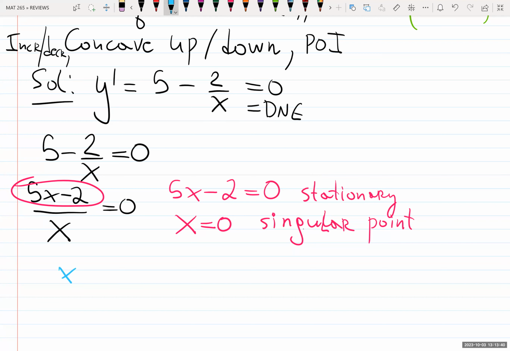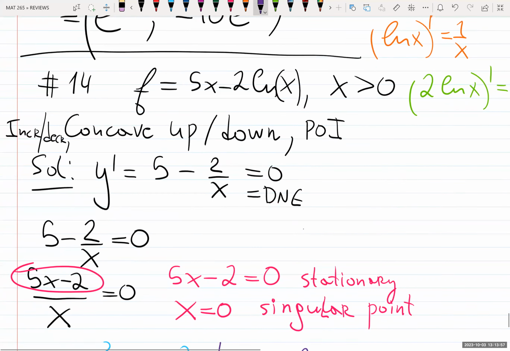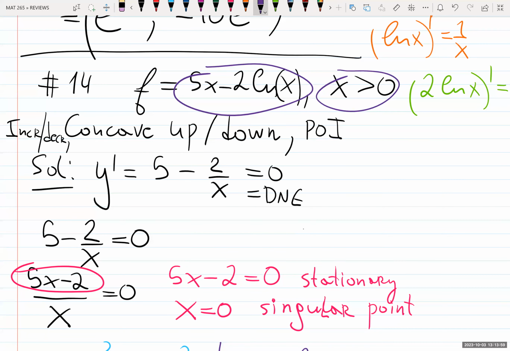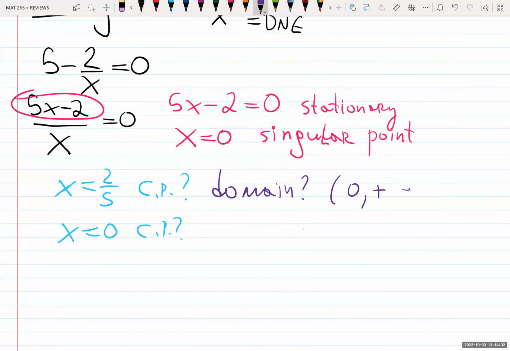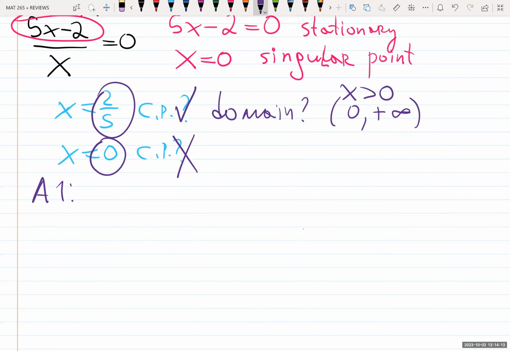So x equals 2/5 is my critical point, question mark, and x equals 0 is my critical point, question mark. To find out, you need to check if it's in the domain. Remember that. Domain, question mark. What is domain? Well, logarithm is involved. Domain, x has to be positive. So domain is actually 0 to plus infinity, or basically x has to be positive. Is 2/5 positive? Yes. Is 0 positive? No. So you have only one critical point. Answer 1. Critical value is 2/5. If you want to find the output, plug it into the original.